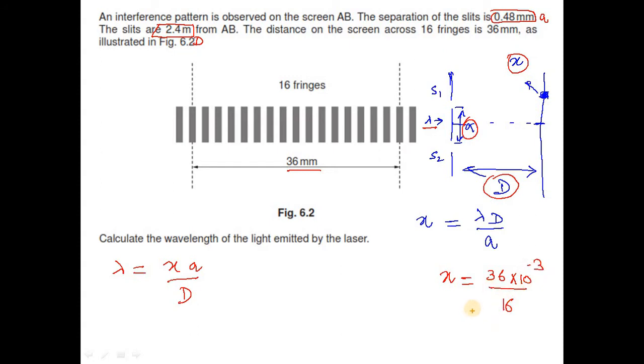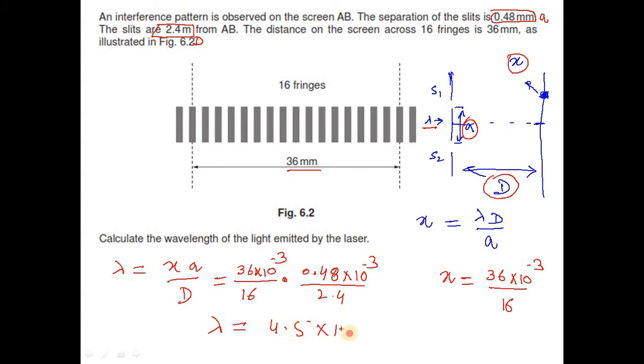This is x, and now we can apply the formula. So lambda is 36 into 10 to the power minus 3 divided by 16, into A, and A is 0.48 into 10 to the power minus 3, because again millimeter, divided by capital D, distance, which is 2.4. Once you simplify this, lambda would be equal to 4.5 into 10 to the power minus 7 meter. This is the wavelength of the light.